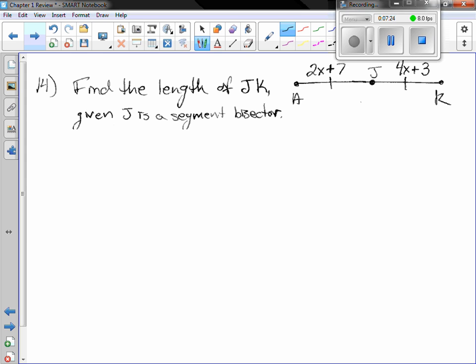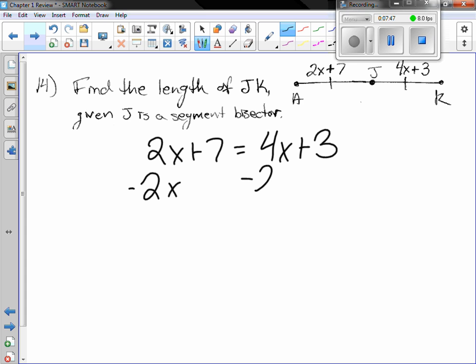Find the length of JK given J is a segment bisector. Well, if J is a segment bisector, it means it cuts the line in half. So since it's cut in half, it means 2x plus 7 is equal to 4x plus 3, because those two segments are equal. They have the same measure. So then we have to solve for x.